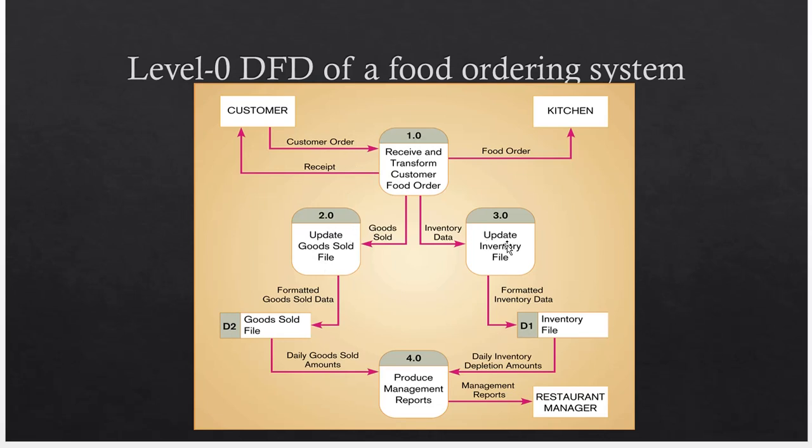In the case of this level 0 data flow diagram, when the customer order comes to the system, the first process is to receive that information and transform the customer order into a food order. And then the food order is sent to the kitchen. Once you have transformed it into a food order, you are also supposed to update the goods sold file. So this arrow is showing that data is flowing from the first process, and this data is the goods sold, with which we update the goods sold file.